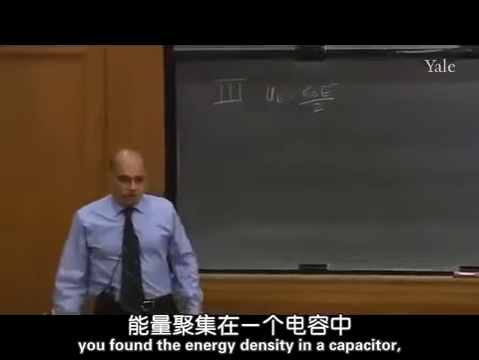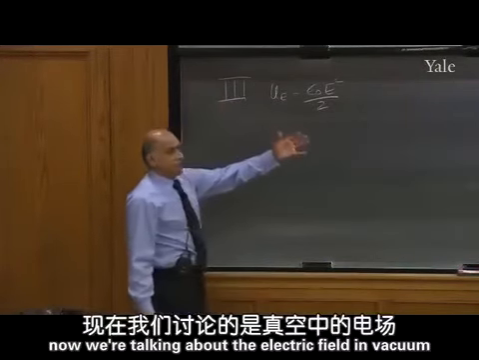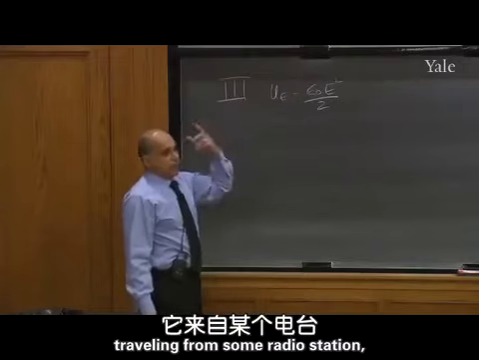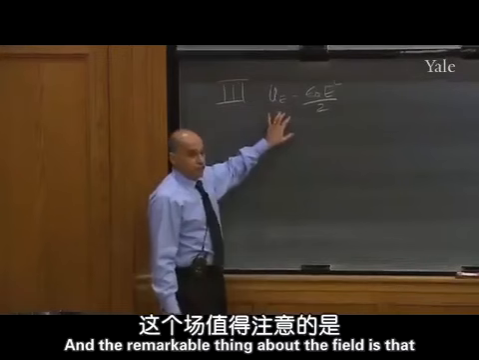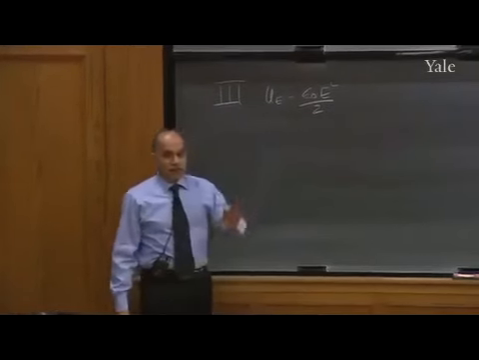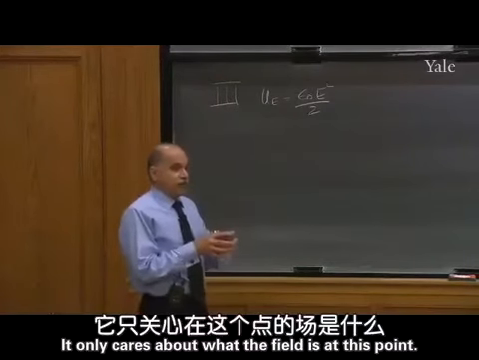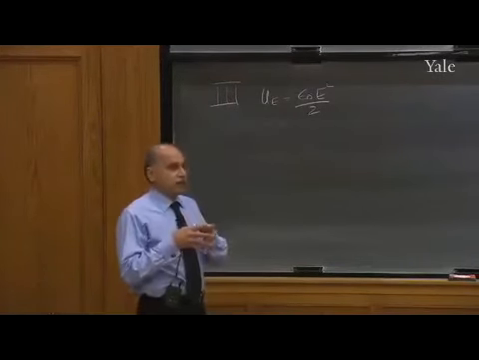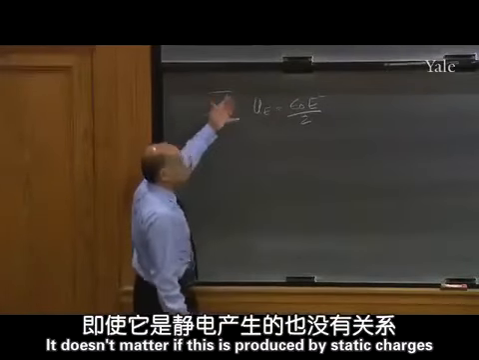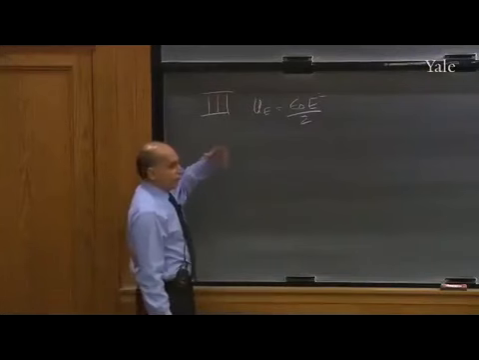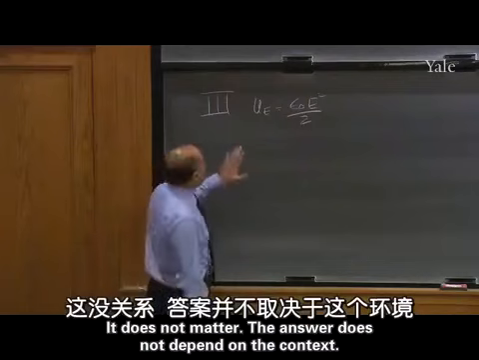Now you may ask me, you found the energy density in a capacitor. Now we're talking about the electric field in vacuum traveling from some radio station. How do I know this formula is good? The remarkable thing about the field is that any expression you derive for it is a local expression. It only cares about what the field is at this point. It doesn't care what the origin is. It doesn't matter if this is produced by static charges, or an electric field produced by a changing magnetic field. The answer does not depend on the context.